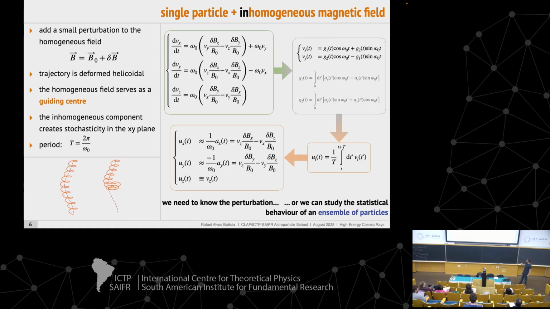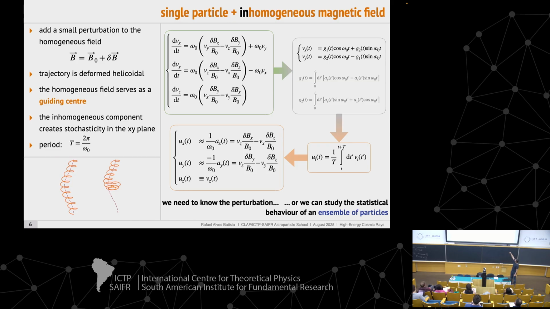So solving these equations is non-trivial, and we start to see that the values of delta B start to become important. Things get a bit messy, right? So the motion of a single particle in an inhomogeneous magnetic field starts to get a bit complicated to solve. So what do we do?